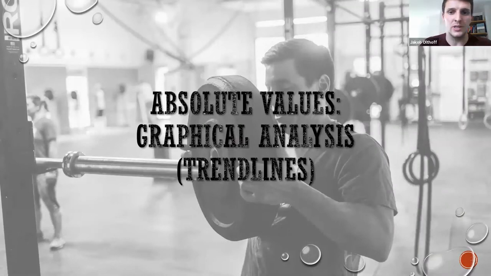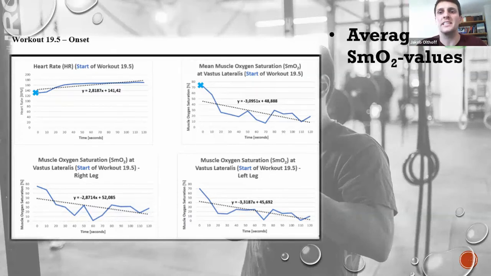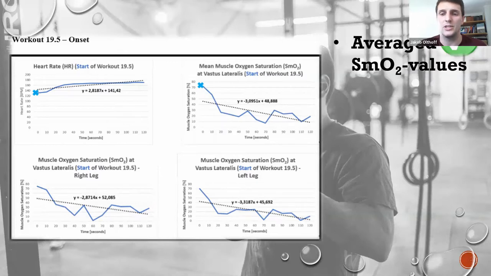So first, we look at those absolute values in the form of trend lines. As an example, we have workout 19.5 here, shown as the onset. So the first 2 minutes of the workout, heart rate in beats per minute, muscle oxygen saturation in percent. Now, what I did is I worked with average values from the right and the left leg that you can see top right. What was absolutely reasonable, comparing those SmO2 developments, those graphs in each leg that you can see bottom left and the bottom right. All right.